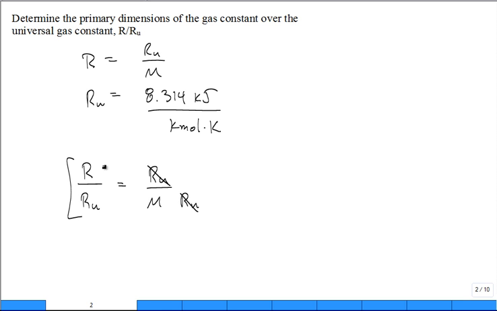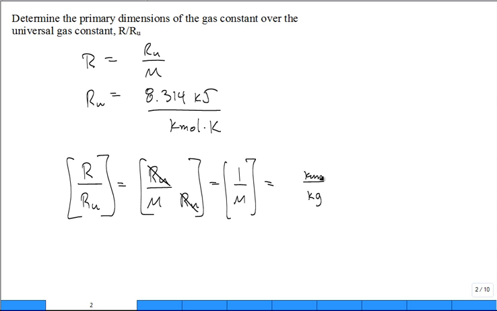So the units on R over R_U is equal to the units of 1 over the molar mass. Oh, now I have to remember the units on the molar mass. Was it kilograms per kilomole? And is a kilomole one of the 7? Yeah, it's an amount. So it's amount over mass. And in SI units, it's kilomoles over kilogram. How many got that? Good? Very good. Let's go on.